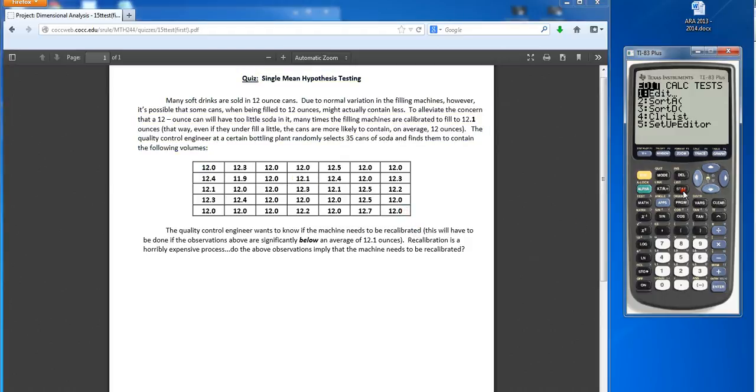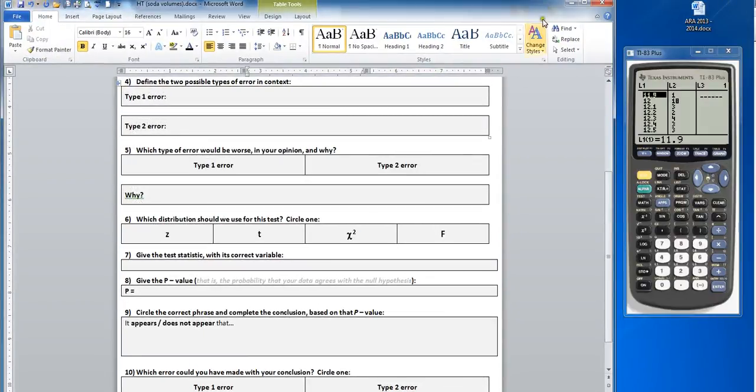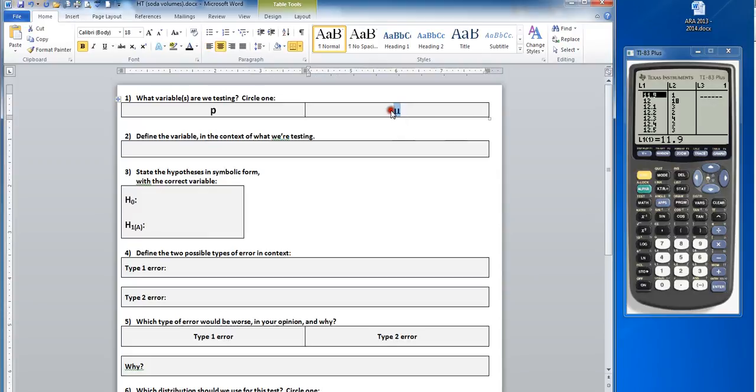I went ahead and threw them in a frequency distribution over here, L1 and L2. Just easier than typing them over and over again, especially on the computer where I can't use the number keypad all the time. And I want to run a template through this to see if this is actually showing a filling of less than 12.1 ounces. So we are definitely testing an average. The variable we're testing is the average amount of soda in the can.